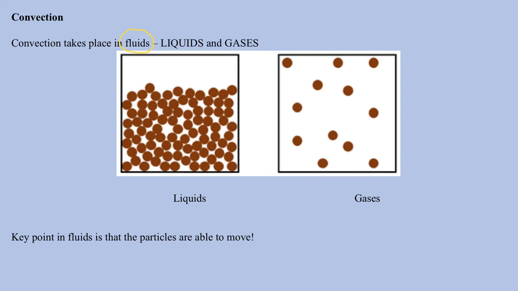Now, we don't need to know the exact structure. We don't need to be able to recall this. What we do need to know, though, is why are they called a fluid? And the key point in both a liquid and a gas is that the particles are able to move. We can see that a liquid and a gas don't look exactly the same, because in a liquid they're touching and in a gas they're not. But our key thing in their similarity is that they both have particles that can move. And this is really important for convection.